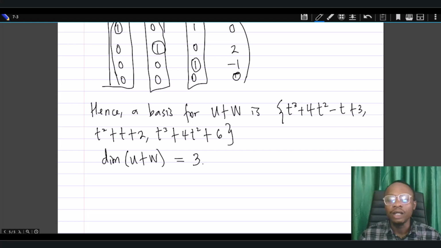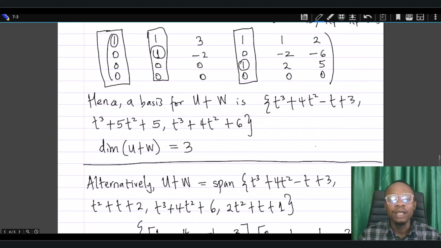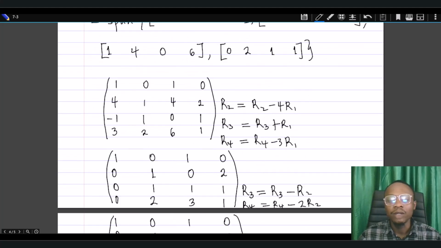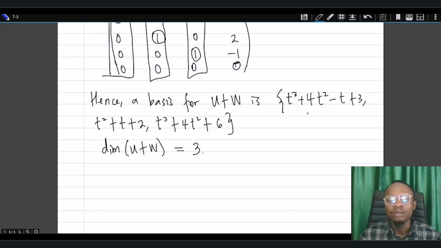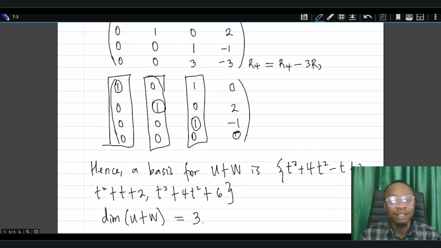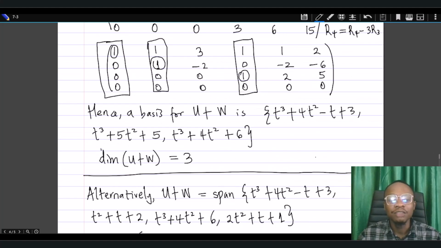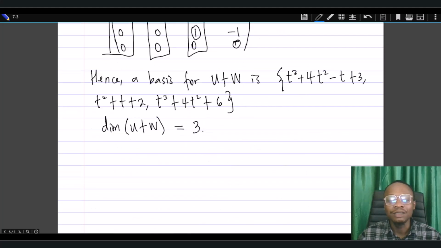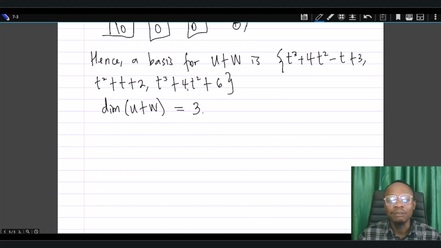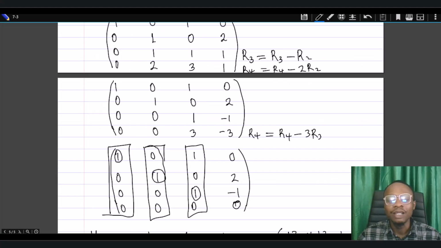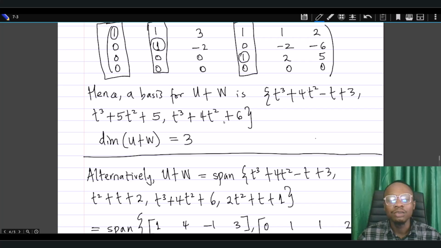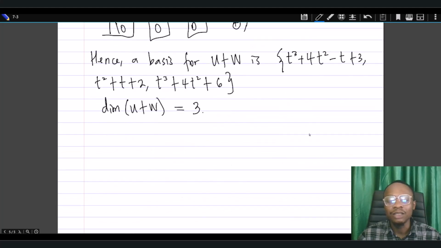Okay, so with this, we can now go ahead and compare these two. Will they span the same vector space? Look at this: t cubed plus 4t squared minus t plus 3. It's the same thing for the first vector here. They don't necessarily have to be the same, but it just happens in this case that they are the same. And the next one here is t cubed plus 5t squared plus 5. That is obviously not the same as this one, which is t cubed plus 4t squared plus 6. They have this in common: t cubed plus 4t squared plus 6 is here, and it is also here.